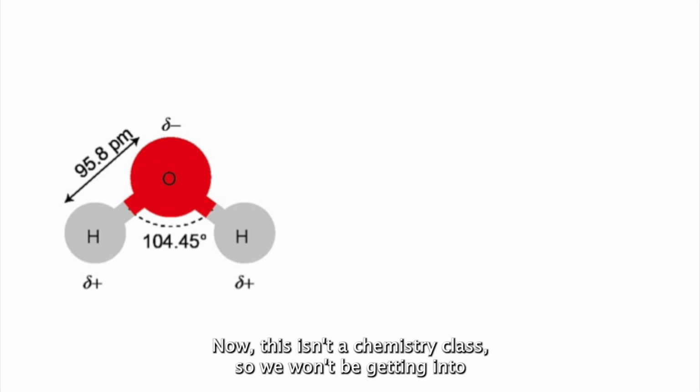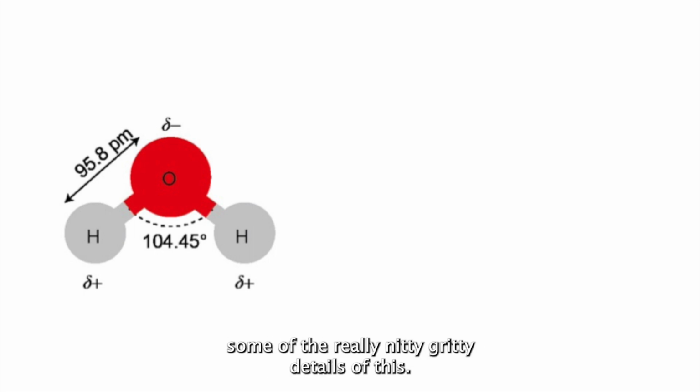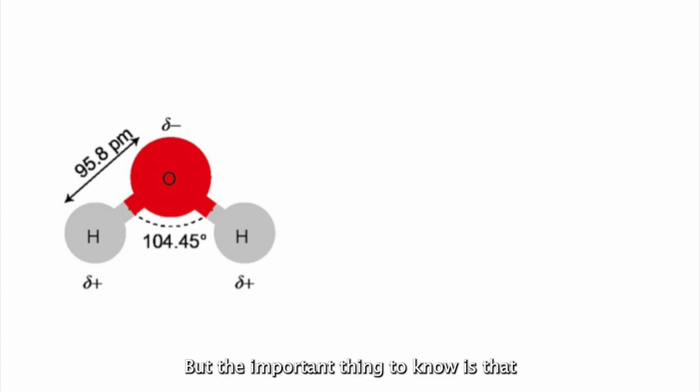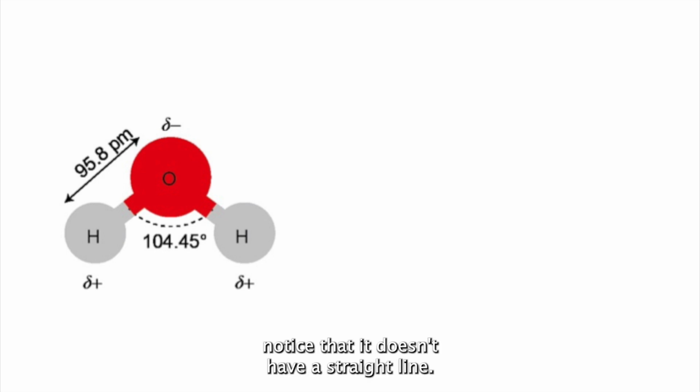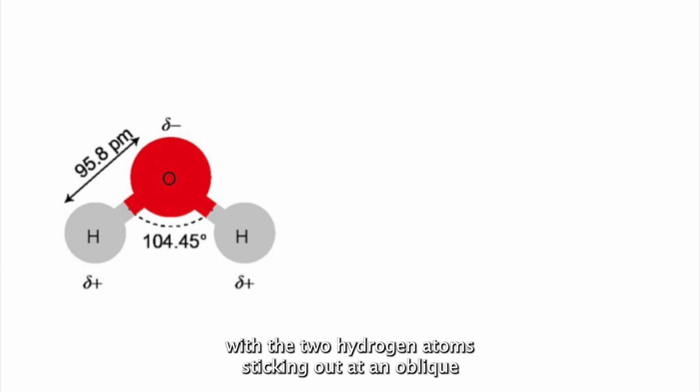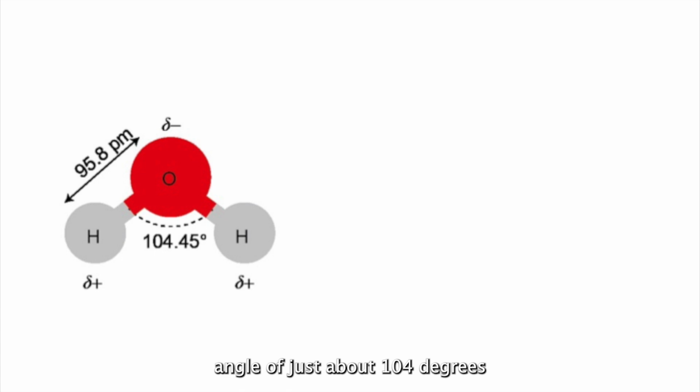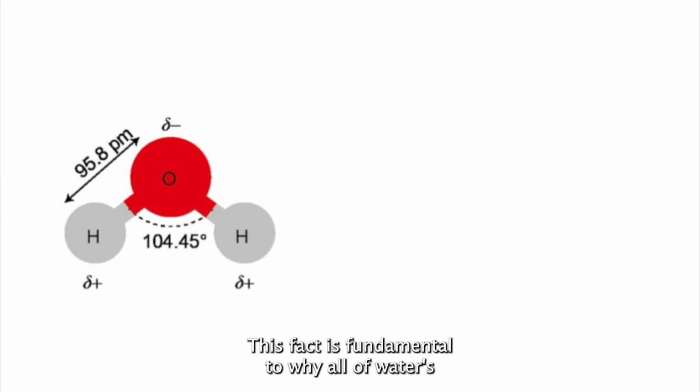Now, this isn't a chemistry class, so we won't be getting into some of the really nitty-gritty details of this, but the important thing to know is that water doesn't have a straight line. It forms this little angle with the 2 hydrogen atoms sticking out at an oblique angle of just about 104 degrees from that central oxygen molecule. This fact is fundamental to all of water's properties.